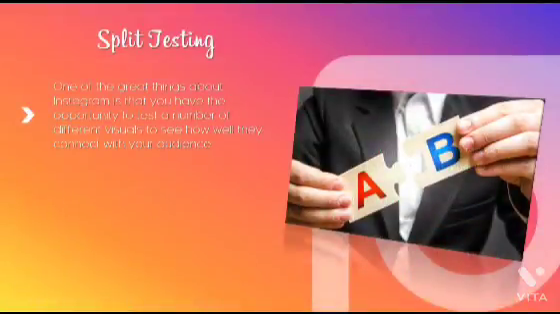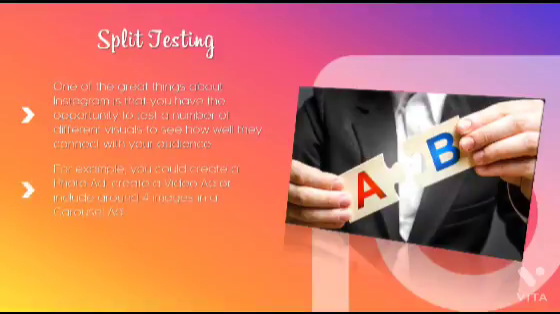Split testing. One of the great things about Instagram is that you have the opportunity to test a number of different visuals to see how well they connect with your audience. The best way to determine which works the best is to set up some split testing. For example, you could create a photo ad, create a video ad, or include around 4 images in a carousel ad. You could also incorporate user-generated content and see which variant provides the best results.